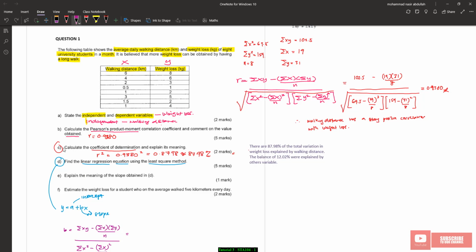So you will carry on to C wrong, D wrong, E, F, right? So you need to very carefully check the value of the answer that you get. So summation of xy, you just plug into the formula: 102.5 minus summation y, which is 19, multiplied with 31 divided by 8, everything divided by 69.5 minus 19 squared over 8. So you will get the answer.